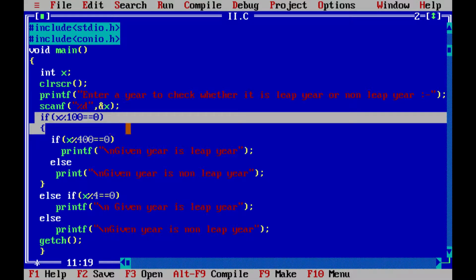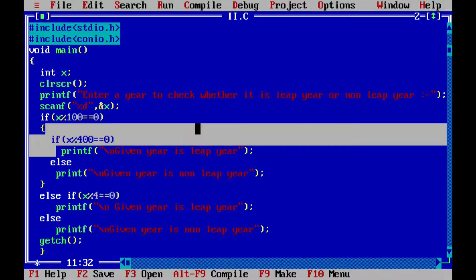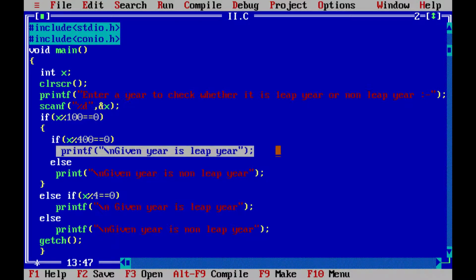So we check if x is divisible by 100, is it double equal to 0. If this condition is true, then it goes to the nested if and checks whether the given year is completely divisible by 400 or not. If this condition is also true, then it prints given year is a leap year, because all the conditions are true: it is a century year and it is also divisible by 400.